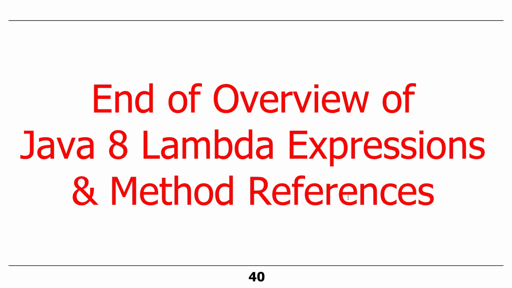Okay, so that's essentially the end of the overview of lambda expressions and method references. Do not despair, we will have lots and lots more examples as we go through the class. So if things are a little mysterious, they will get clear when you actually use these things when you write your programs. Then it'll become really clear.